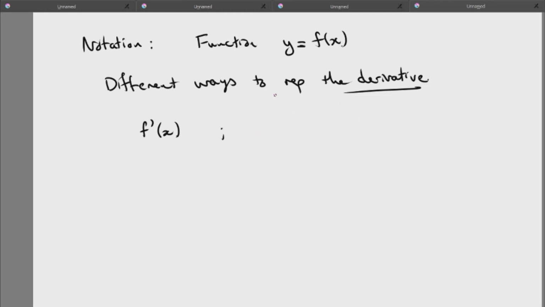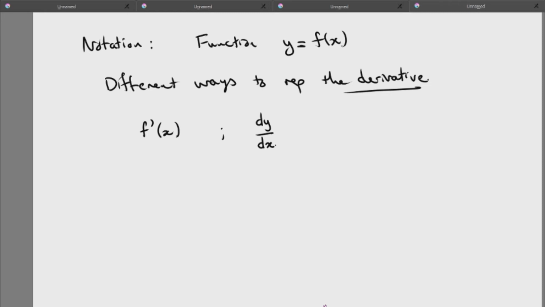The other one is using the y, and there will come a time when this one is beneficial, though you might not see it right now. Little d with a y and a little d with an x. That space is just random. They're connected. They're one thing. And we say dy dx. I call it the little d notation. It means exactly the same thing.